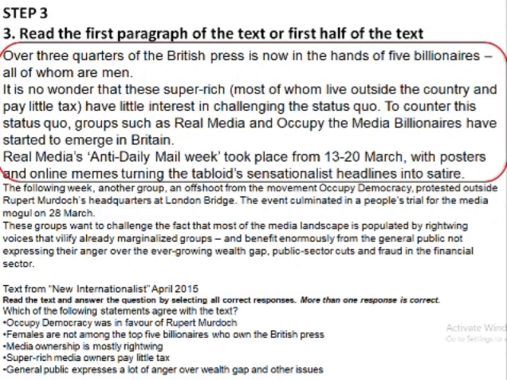Let us start reading. Over 3/4 of the British press is now in the hands of 5 billionaires, all of whom are men. It is no wonder that these super rich, most of whom live outside the country and pay little tax, have little interest in challenging the status quo. To counter this status quo, groups such as Real Media and Occupy the Media billionaires have started to emerge in Britain. Real Media's anti-Daily Mail week took place from 13th to 20th March with posters and online memes turning the tabloid sensationalist headlines into satire.